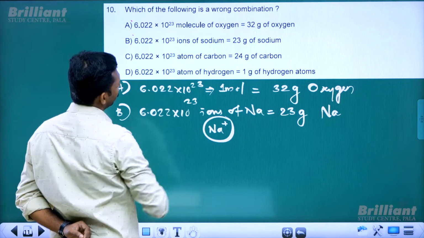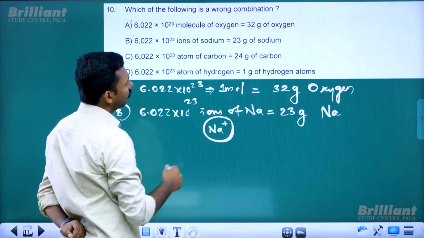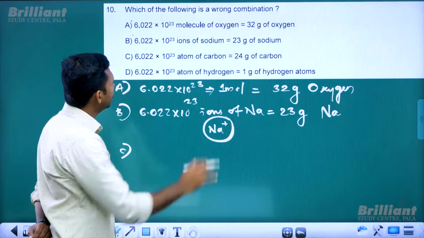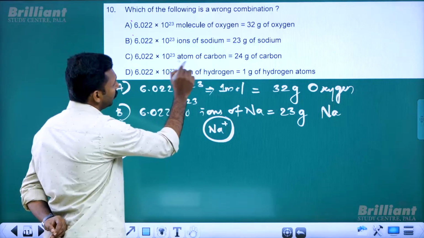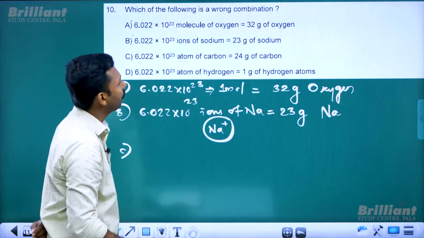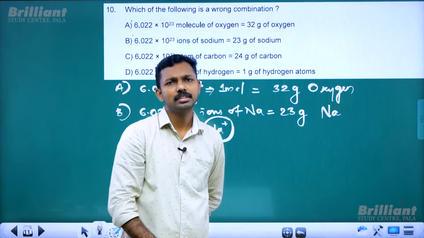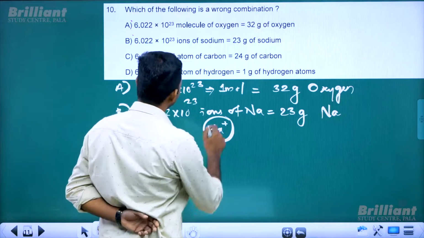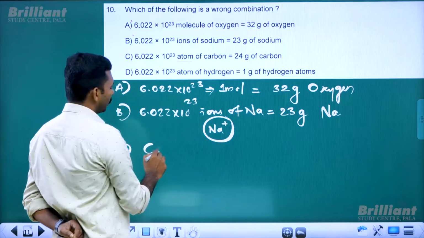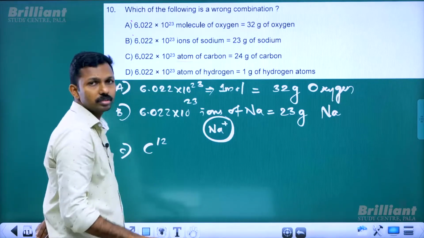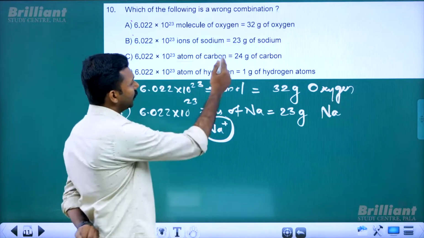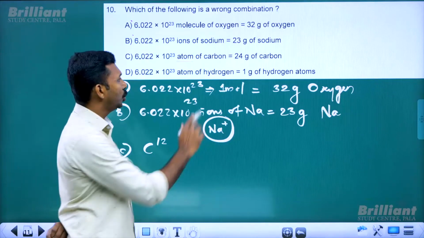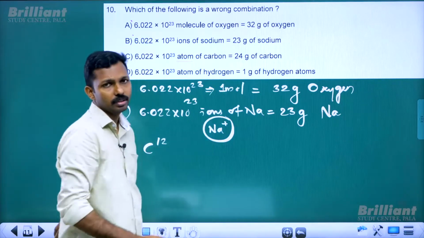6.022 into 10 raised to 23 atoms of carbon is equal to 24 grams of carbon. Is it correct? Atom means there must be atomic mass. But we know the atomic mass of carbon is 12 gram, and here it is given as 24 gram of carbon. That is clear: 2 carbon atoms are present here.